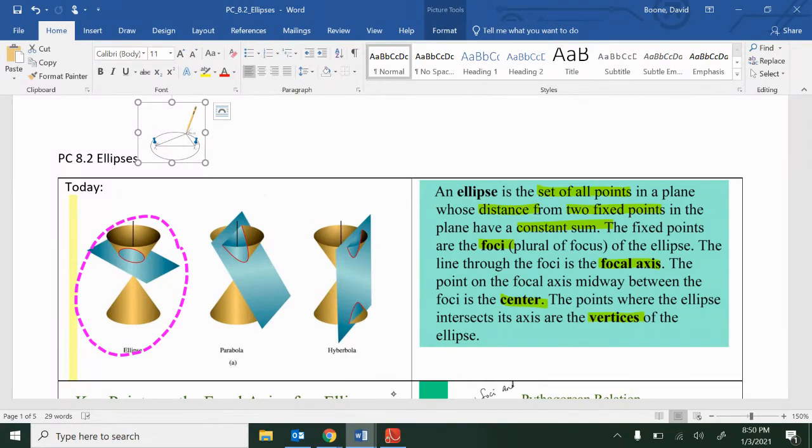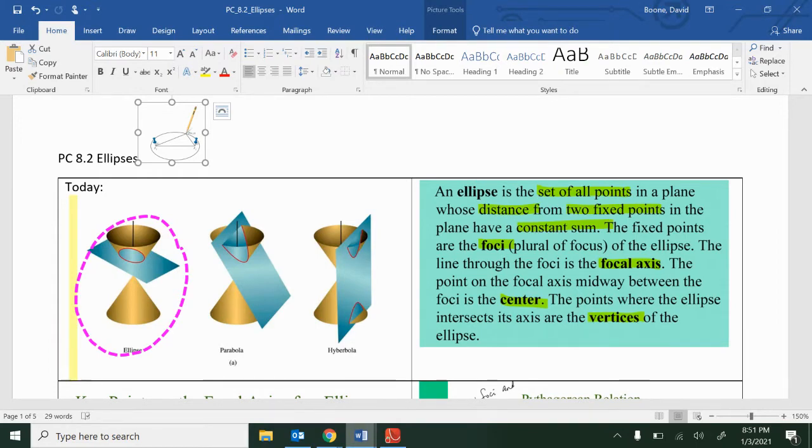Hello pre-calculus, and welcome to section 8.2 on ellipses, another one of the conic sections that we're going to deal with. Again, the ellipses are where a plane crosses through one of the conic sections at an angle, and will then end up making this ellipse form. If it goes through parallel to that base, then it's a circle, and that's a special type of ellipse. But we're going to be focusing our attention on ellipses.